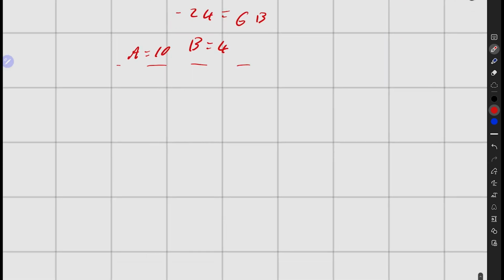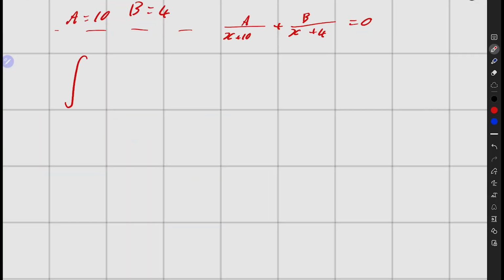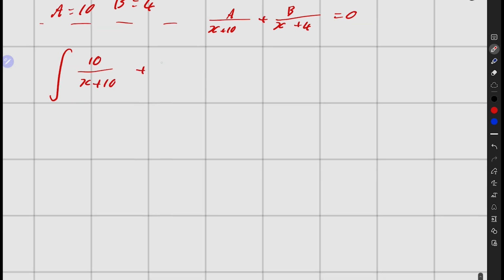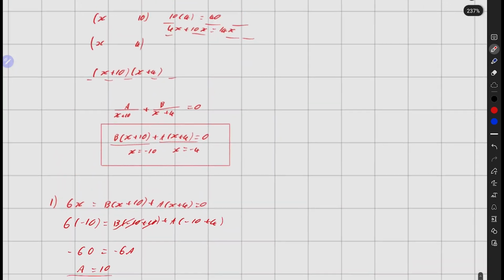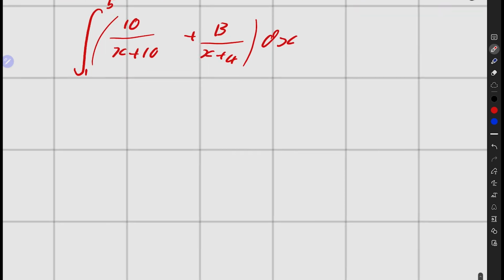Okay, so now we've solved for both our values. Let's make the equivalent fraction so that we can integrate. So again, go back up your working. Now I've got our fraction that we originally had, so let's substitute our a and b values in that we have just solved. So we're going to have 10 divided by x plus 10 plus b divided by x plus 4 with respect to x. And also remember that we were doing this with the limits 5 and 1. But let's just integrate this first.